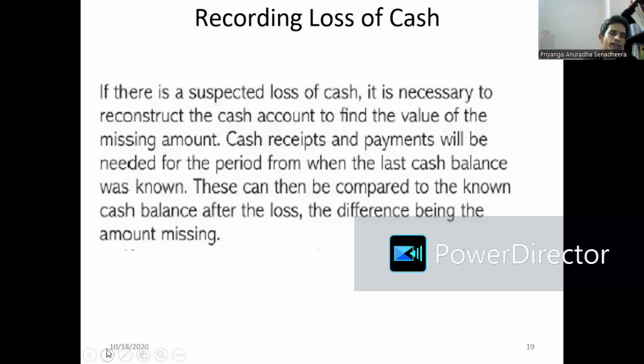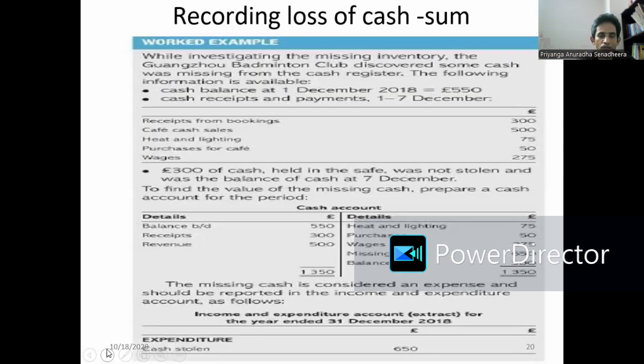Okay. Next one is recording loss of cash. I'm just giving an explanation here. It's easy to understand. If they ask you to calculate loss of cash, you have to prepare a small bank account. Cash or bank, normally the bank account will be better. You record all the items on both sides, and you should be able to see the missing figure.